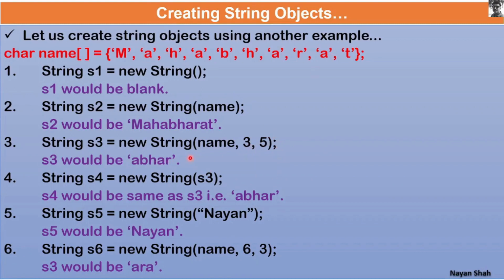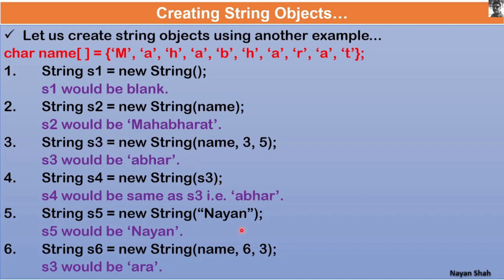But you need to mention it within this limit. If you write name, 3, 11, and there are no 11 characters in this, then it will give you an error. But when you say name, 3, 5, 3 means the 4th character. From the 4th character, a total of 5 characters starting from the 4th character. Okay. String s4 is equal to new string s3, which would be the same as s3, so Abhar only.